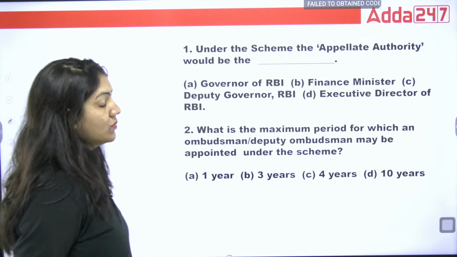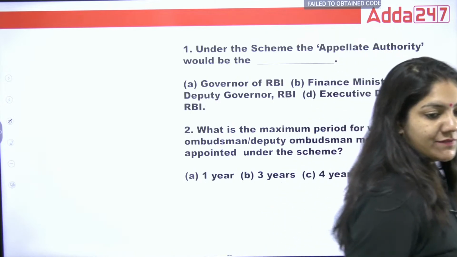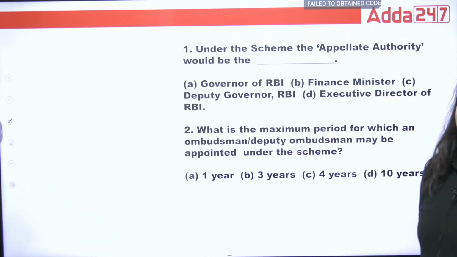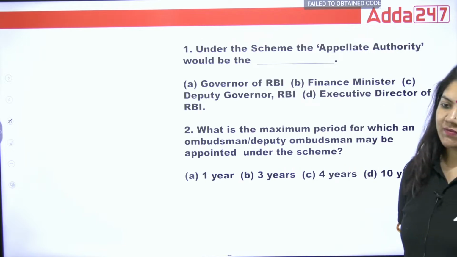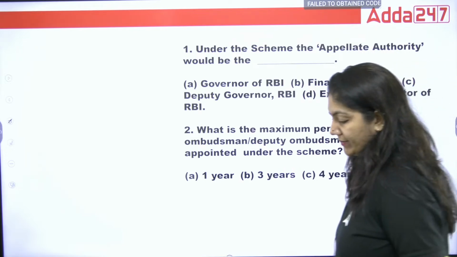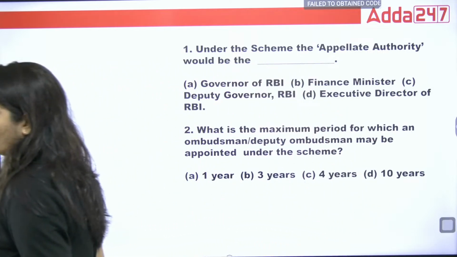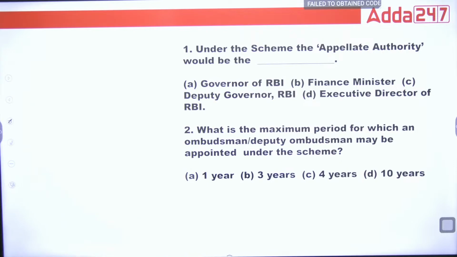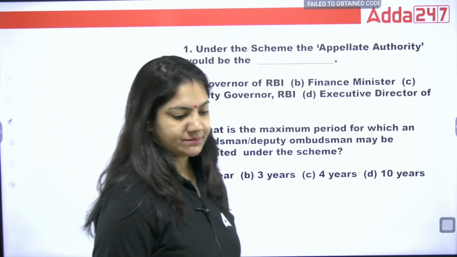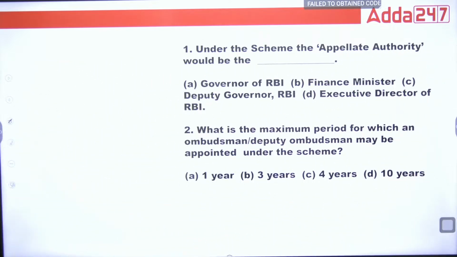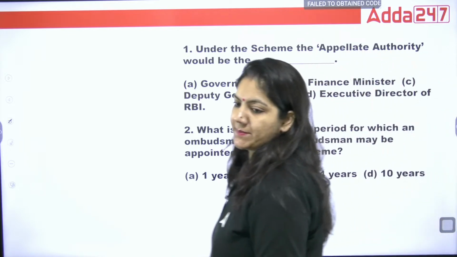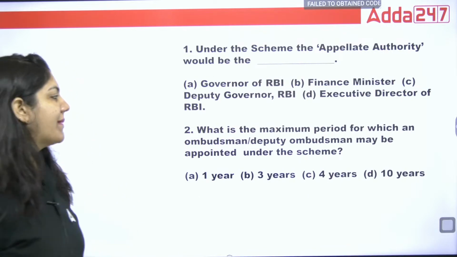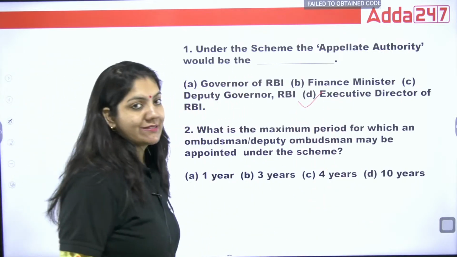Under the scheme, who is the appellate authority? Tell me. The first option is Governor of RBI. Second is Finance Minister. Third is Deputy Governor. Fourth is Executive Director of RBI. Tell me, who is the appellate authority? So the right answer, the appellate authority, is the Executive Director. D is the right answer.